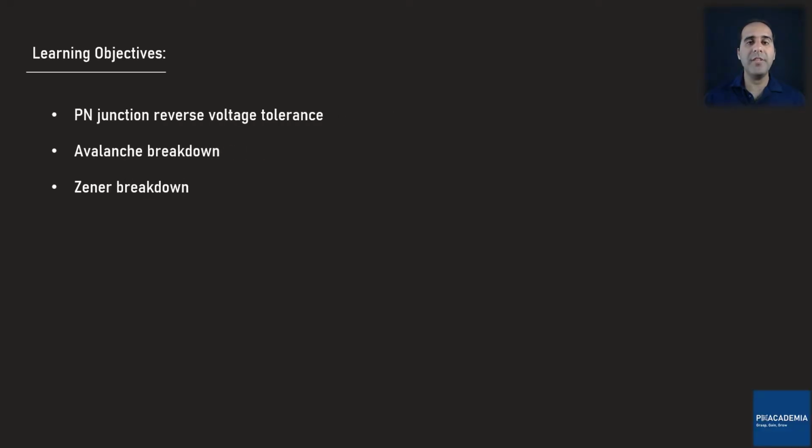By the time you finish this lesson, you will learn the PN junction reverse voltage tolerance, Avalanche breakdown, and the Zener breakdown. In previous lectures, I explained the PN junction behavior under the reverse biasing. We all observed that a PN junction significantly limits the current flow when it is reversely biased.